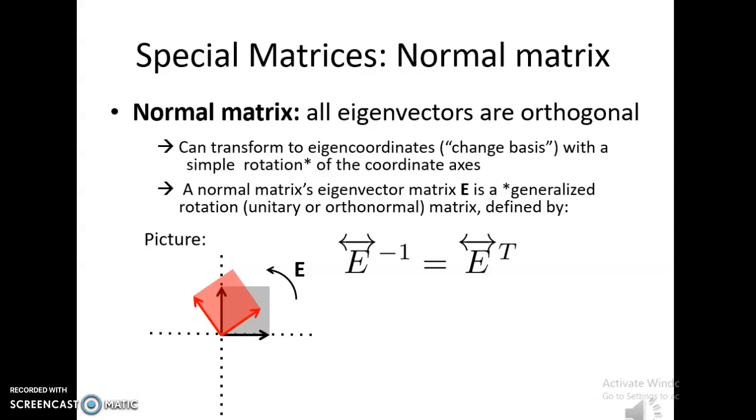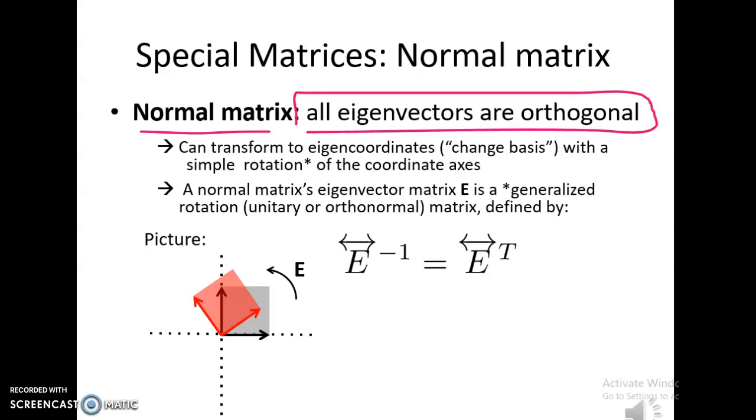Special matrix: the normal matrix. In a normal matrix, all eigenvectors are orthogonal. We can transform to eigen coordinates, changing basis with a simple rotation of the coordinate axes.